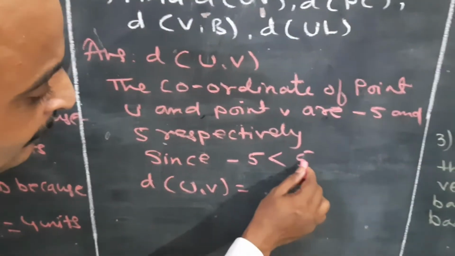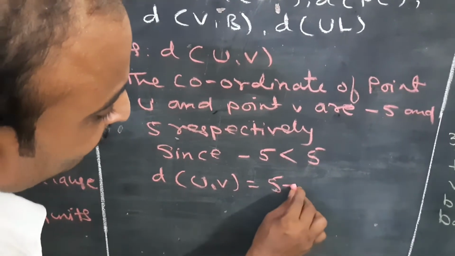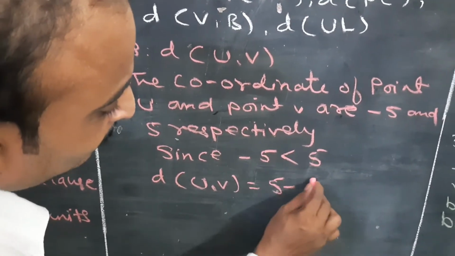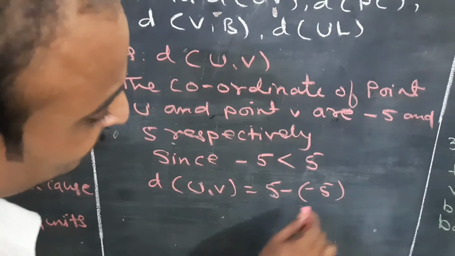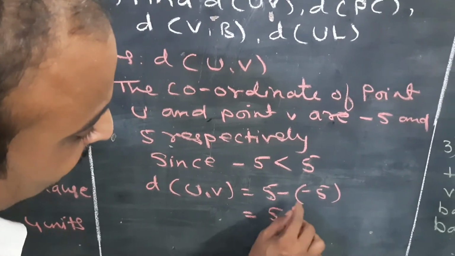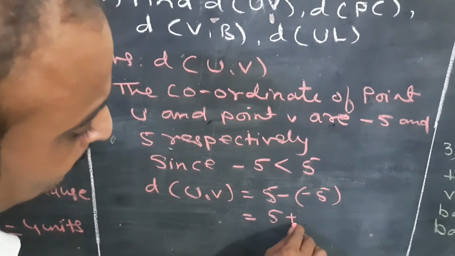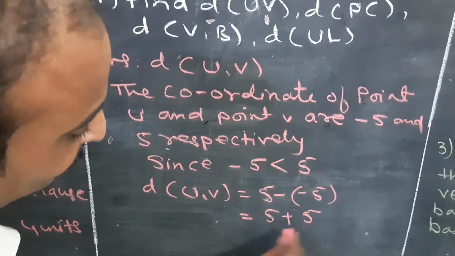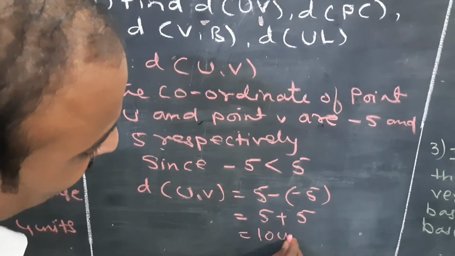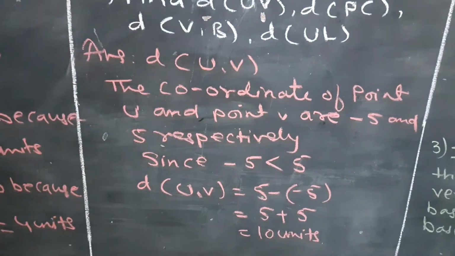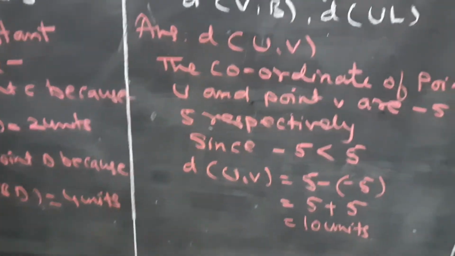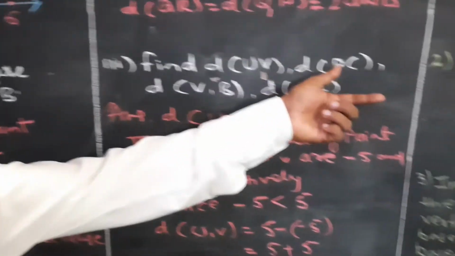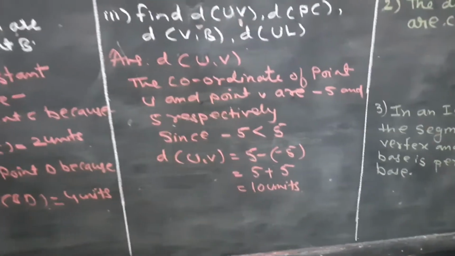the distance of 2 points is obtained by subtracting the smaller number from the larger number. So your larger number here is 5, minus the smaller number, which is minus 5. So this minus and this minus will become plus. So 5 plus 5 becomes 10 units. If nothing is given, you always have to write your answer in units. The remaining questions I hope you can do by yourself.